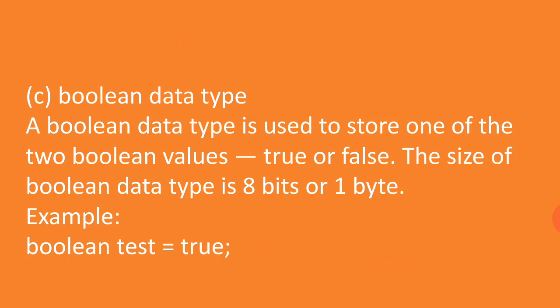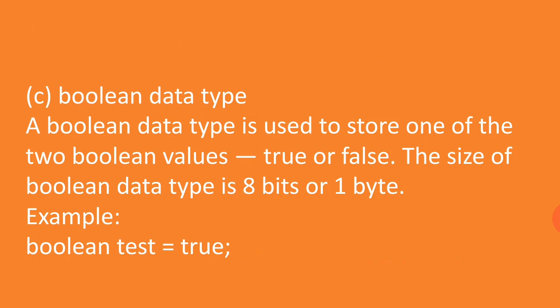After that, Boolean data type. A Boolean data type is used to store one of the two Boolean values, true or false. The size of the Boolean data type is 8 bits or 1 byte. Example, boolean test equal to true semicolon. So let me tell you that Boolean is a very unique data type in that sense, because only two Boolean literals are available in this data type. One is true and the other is false.